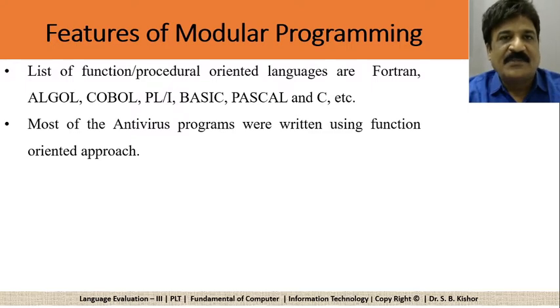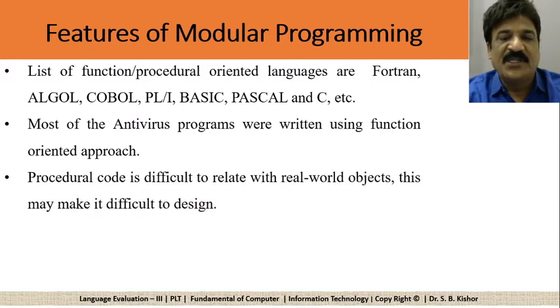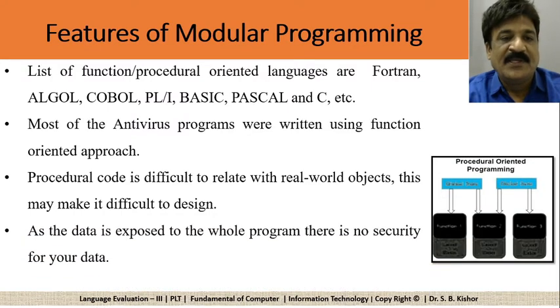Now let us try to understand some of the drawbacks of these function-oriented programming languages. Procedural code is difficult to relate to real-world objects. This makes it difficult to design. Solving a real-world problem in the form of objects is very difficult using function-oriented programming, or in fact it is not possible. All the data is exposed to the whole program. There is no security for your data. When we are talking about C programming, we have a concept called global data and local data. This global data can be accessed by other programs too, so there is a chance that it may get misused. That's why we can say there is little security when we are talking about function-oriented programming, especially in this particular concept.